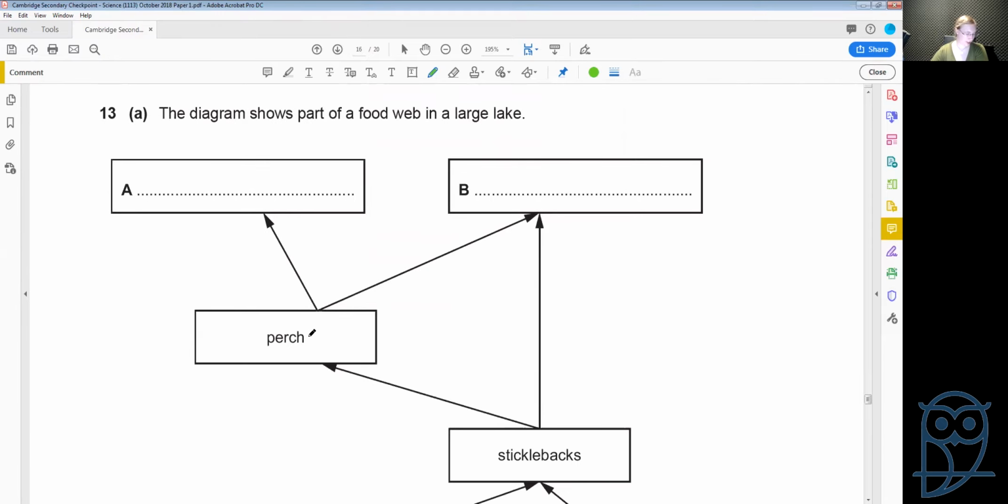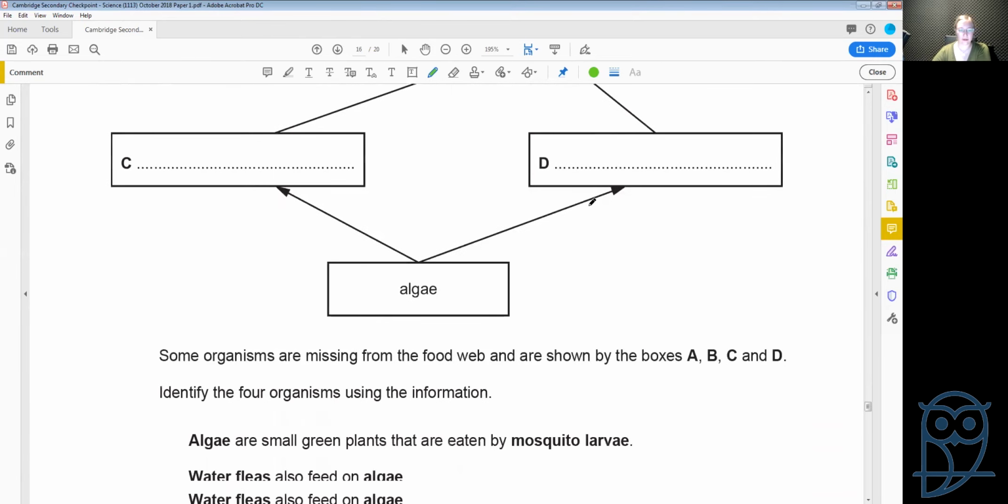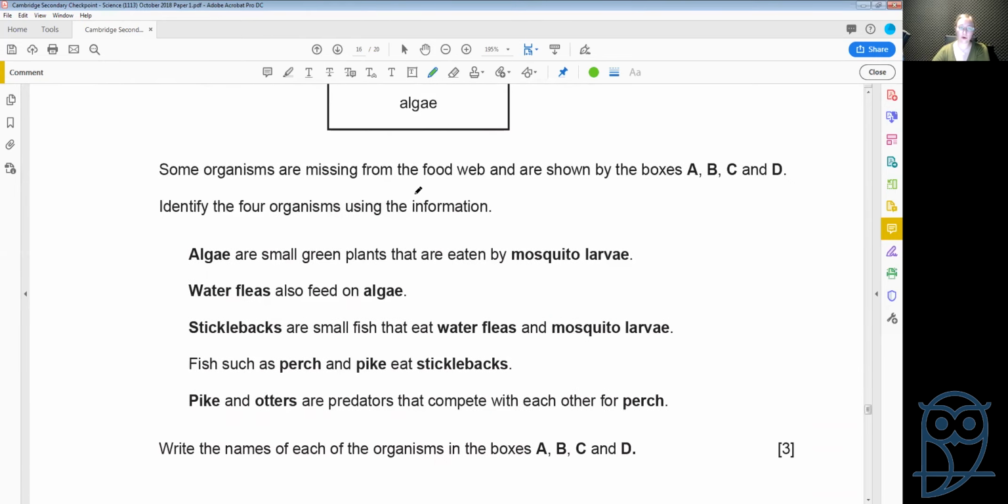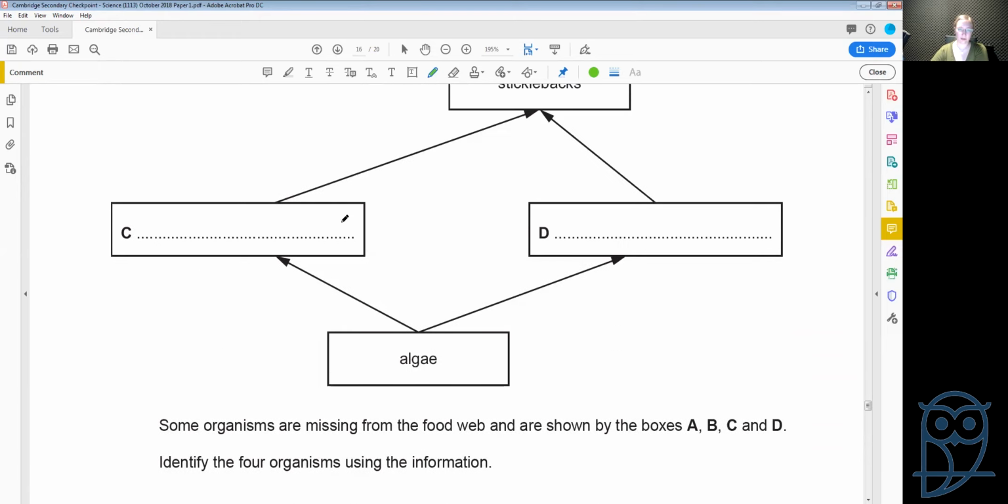Okay, so question number 13 says, the diagram shows part of a food web in a large lake. Some organisms are missing from the food web and are shown by the boxes. So identify the 4 organisms using the information. So we have algae, which is eaten by mosquito larvae. So one of these two is mosquito larvae. It doesn't really matter which, so let's go here.